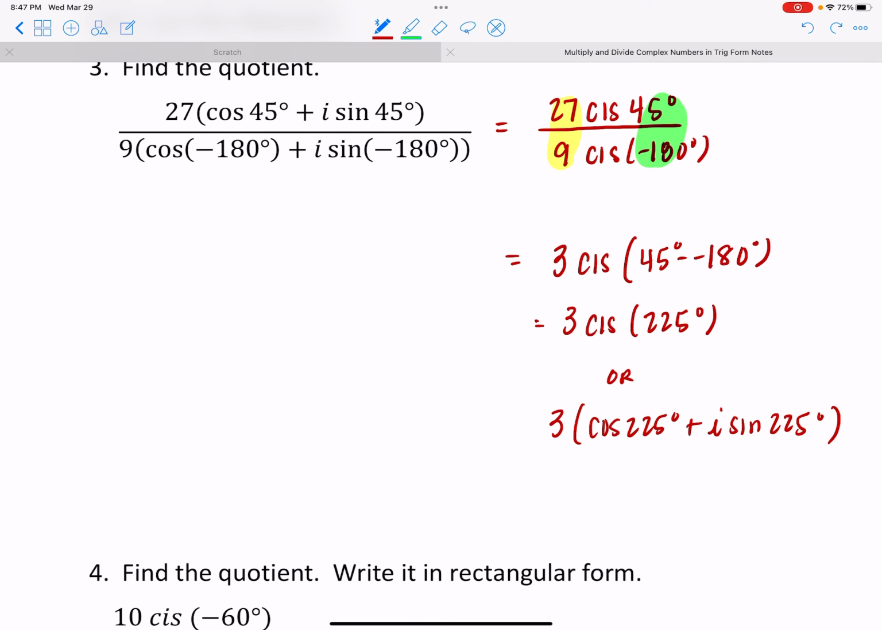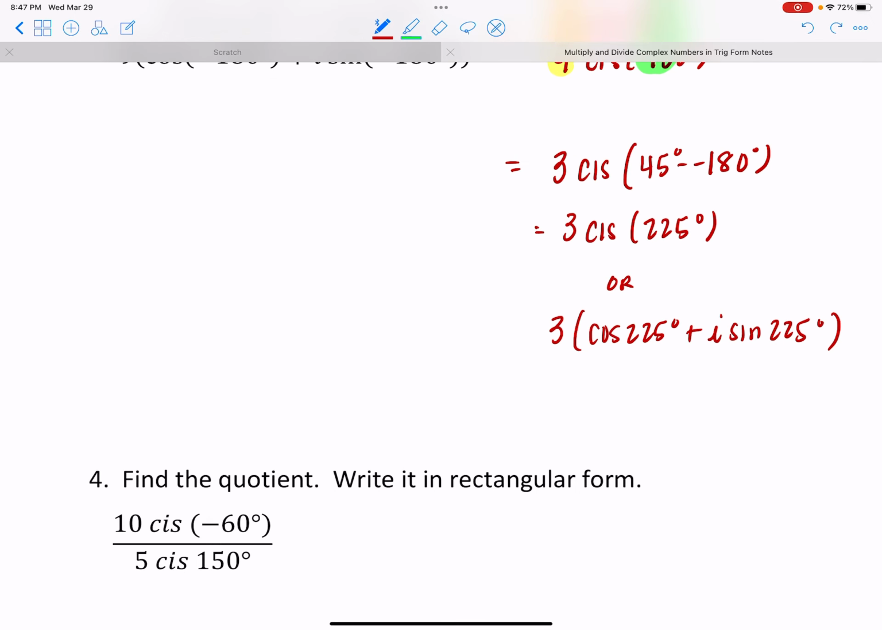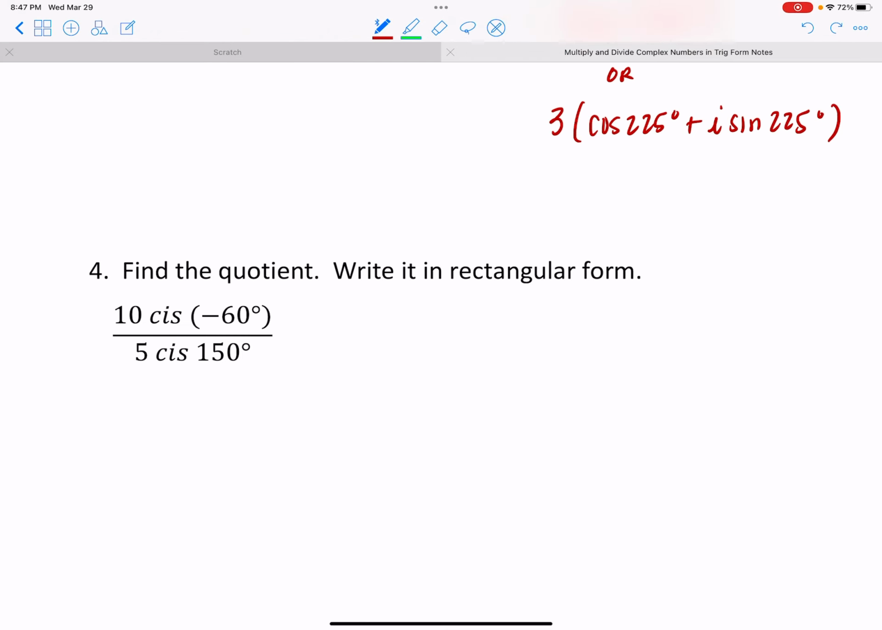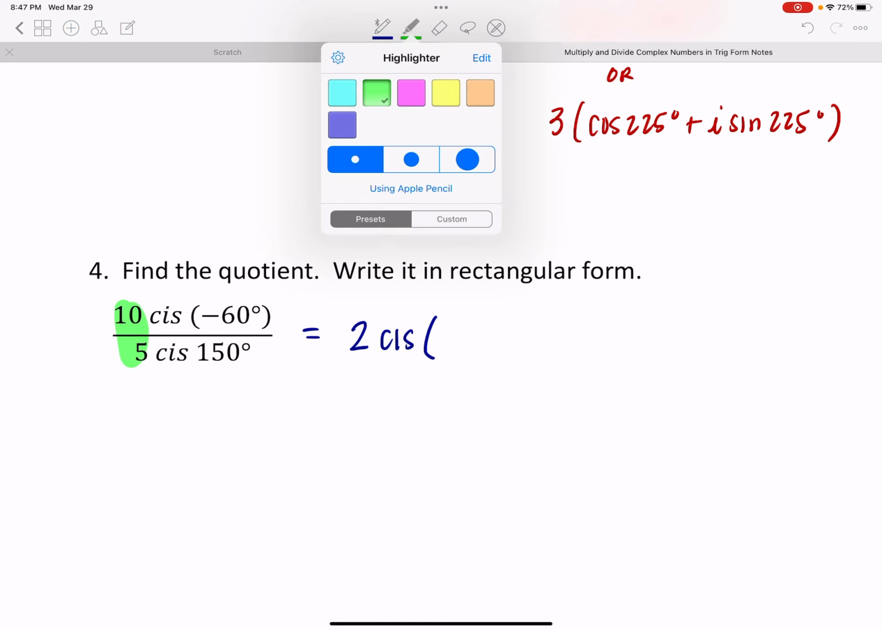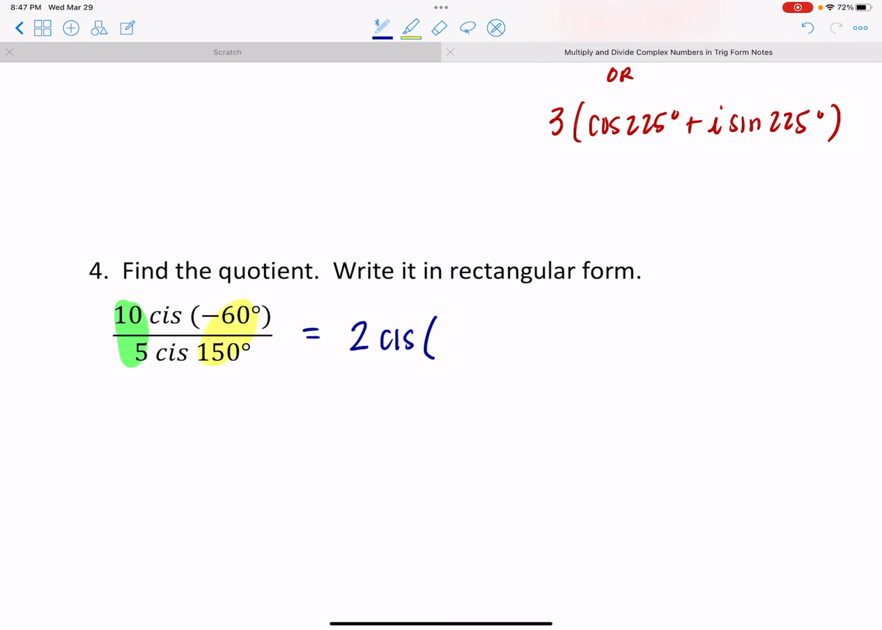If we look at the next example, we're doing the same thing, but after we get that polar form, we're going to write it in rectangular form. So this one's already condensed, which makes my work easy. I'm going to divide here, so 10 divided by 5 is going to give me a new radius of 2, and then it's going to be cis, the difference, subtract these two angles here. So I have negative 60 and I want to subtract out the negative 150. So that means I'm looking at 2 cis, and that's going to be negative 210.